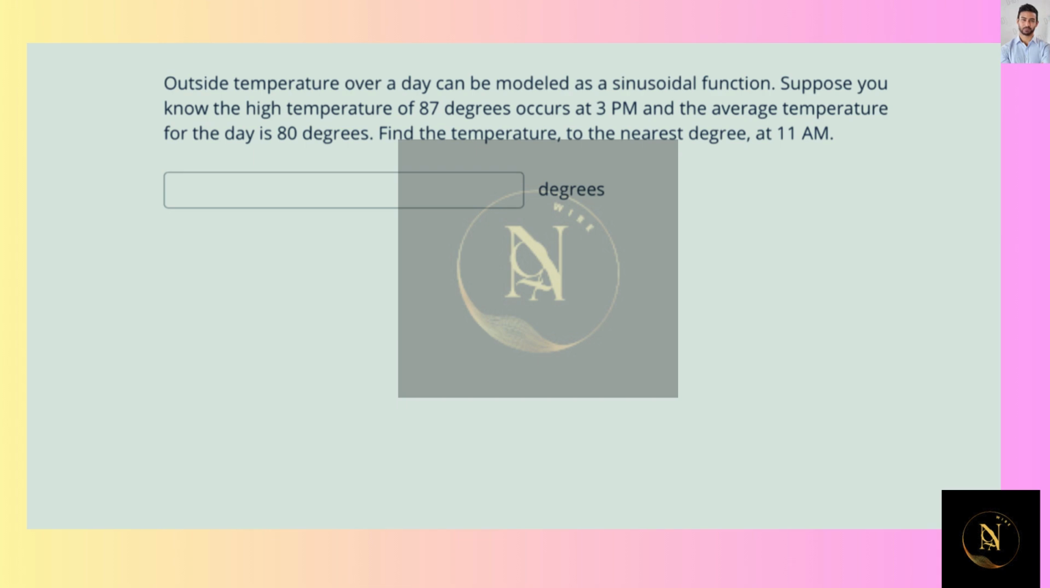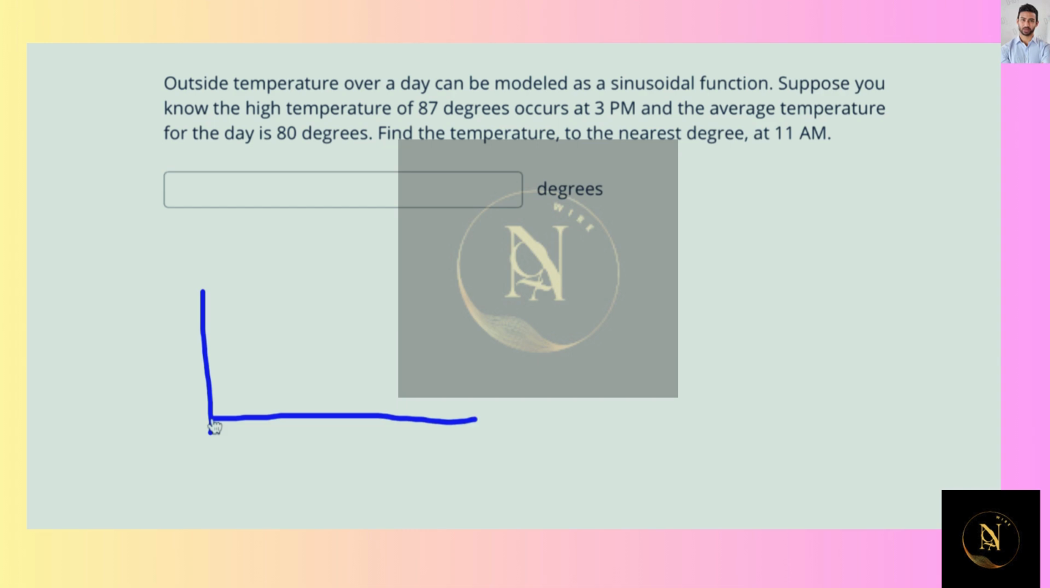Suppose you know that the high temperature of 87 occurs at 3 p.m. So if we were to think of a sketch here, let's see, if we have our baseline, our midline, and we know that the high is 87 and the average is 80, that means our low would be 7 degrees below, or 73.